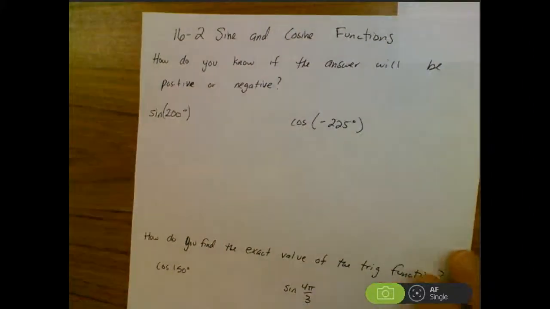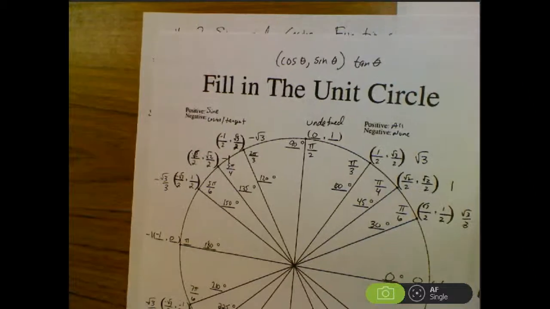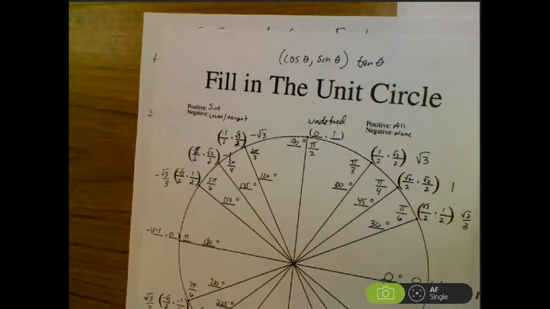Now we're going to start section 16.2, sines and cosines functions. Two big questions here. How do you know if the answer is going to be positive or negative? Well, we look at our unit circle here. This is going to be your main focus in this section to try to figure out these answers. Don't use your calculator. You're going to get decimal answers and that won't be right.